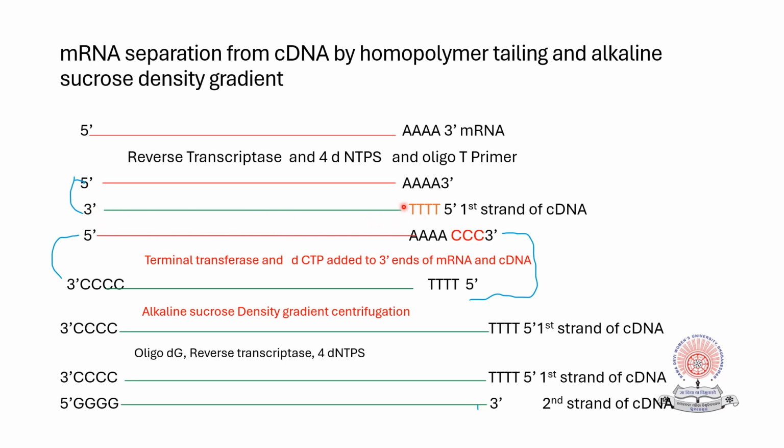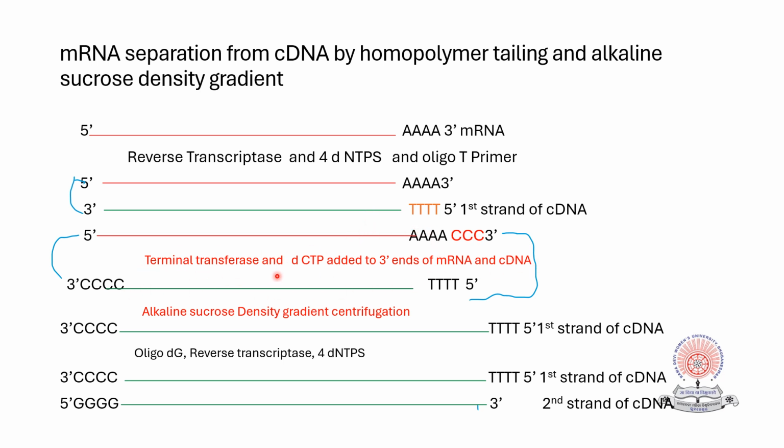In the previous procedure, RNase H was used to degrade the mRNA from the first strand of cDNA and mRNA hybrid. But not all reverse transcriptases have intrinsic RNase H activity, and in that case homopolymer tailing can be used. So this is the picture of an RNA-DNA hybrid.